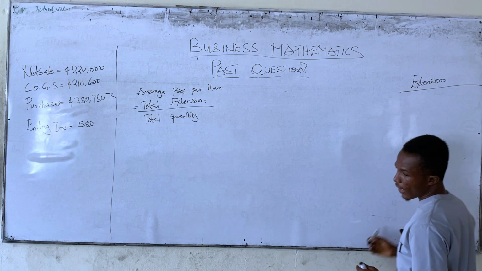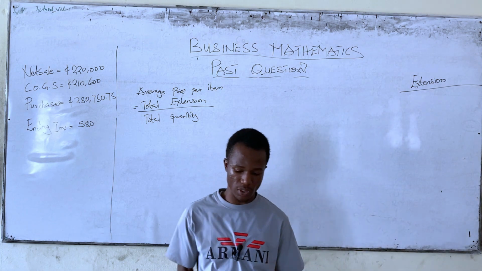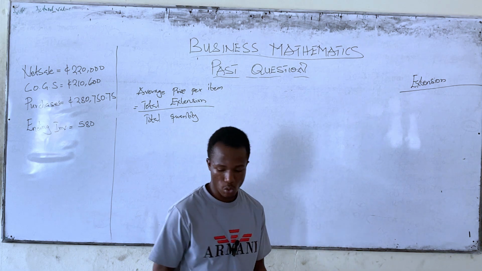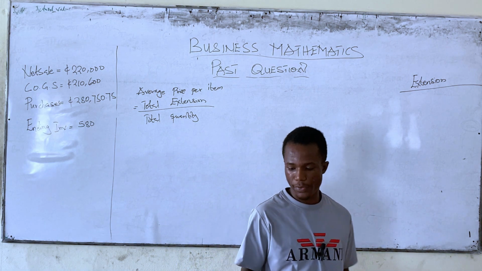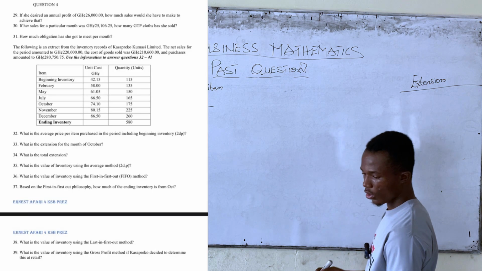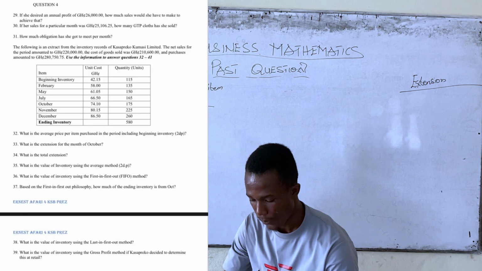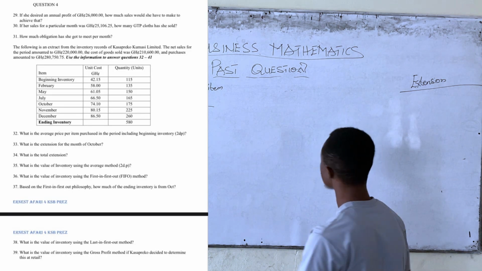Once you see a question like this, you'll be needing extension. So you have to know how to calculate for extension. For extension, the first one is beginning inventory.